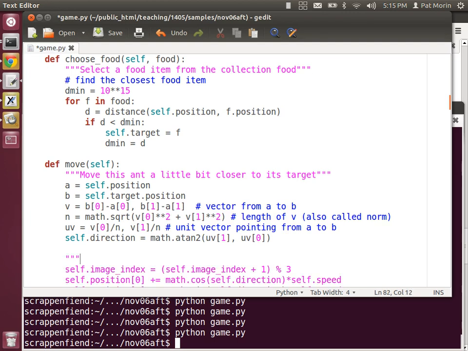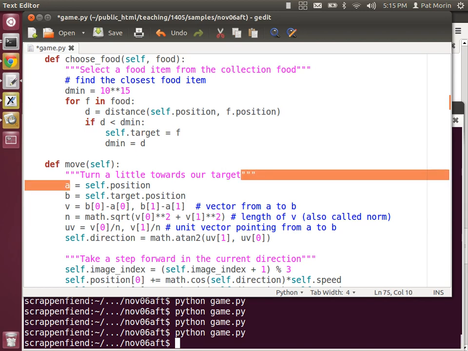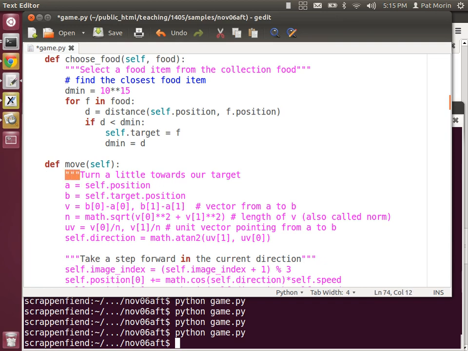But what we would like to do now instead is take that calculation, don't snap the ant directly to that direction when we choose our food, but rather when we're moving, we do two things. We take a step forward in the current direction, and then we also turn a little towards our target.